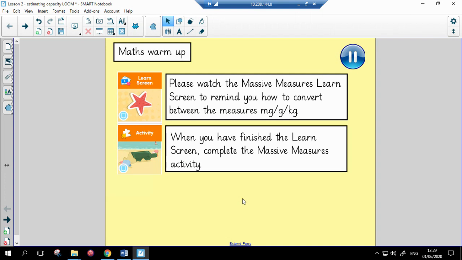We're going to start this morning with a maths warm-up from Education City. I'd like you first to go to the Massive Measures Learn screen to remind you how to convert between the measures milligrams, grams and kilograms. This is a great practice for multiplying and dividing by 1,000. When you finish reminding yourself, pop onto the activity and have a practice for yourself. You can pause the screen here and unpause me when you're ready to continue.